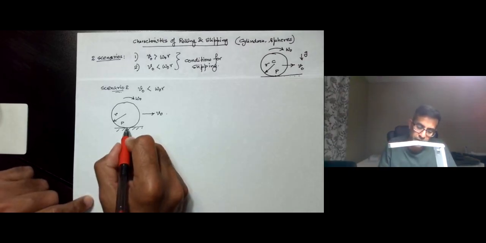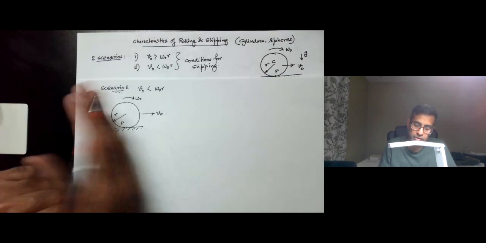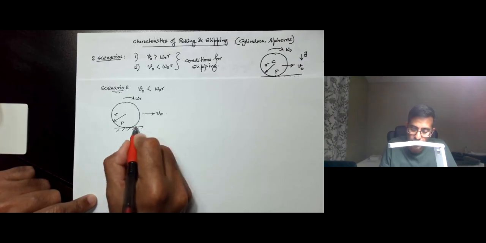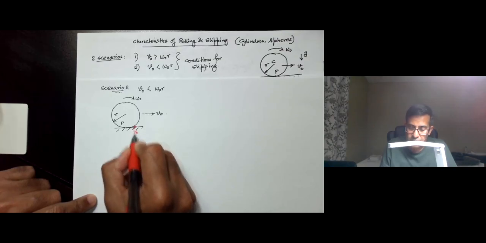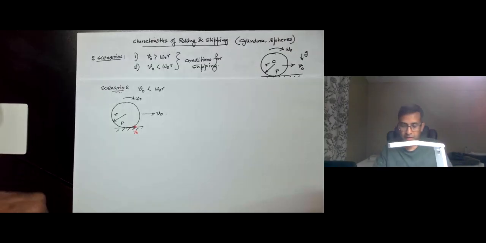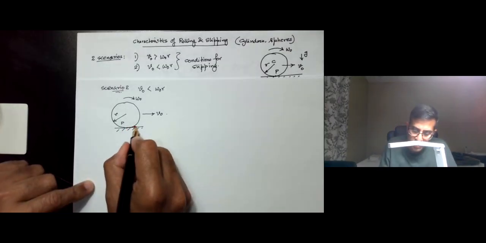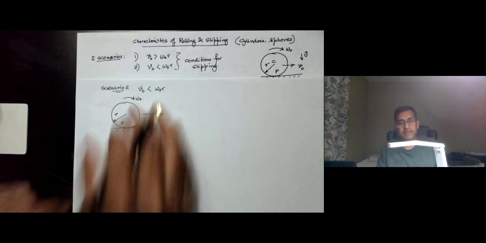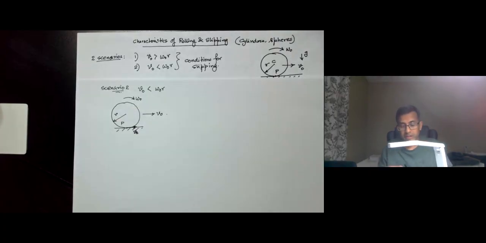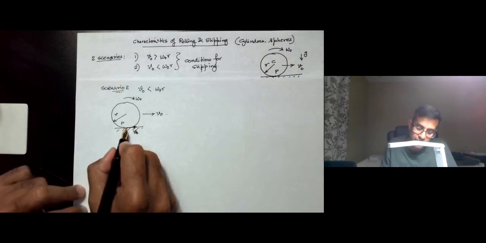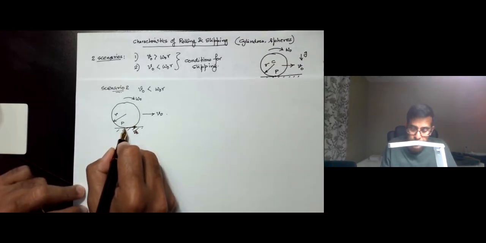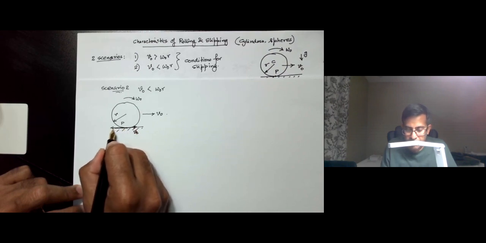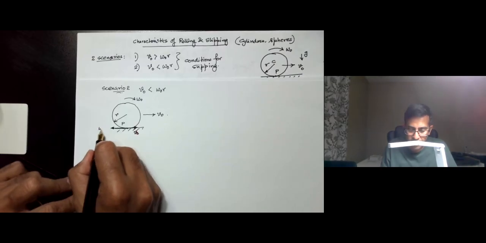So at this point P, if the disk was just translating without rotation, then the velocity of the point P would have been V0. So V0 would be the velocity if this disk was not spinning. On the other hand, if the disk was only spinning but not translating, then the point P here would have had the velocity omega naught times R.